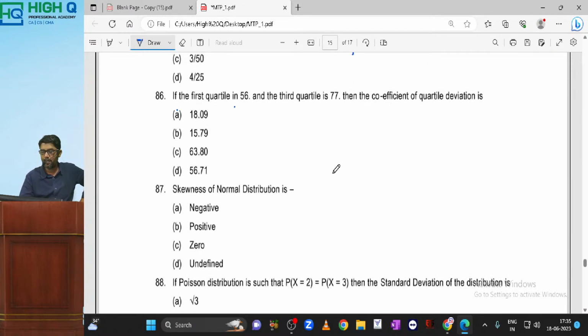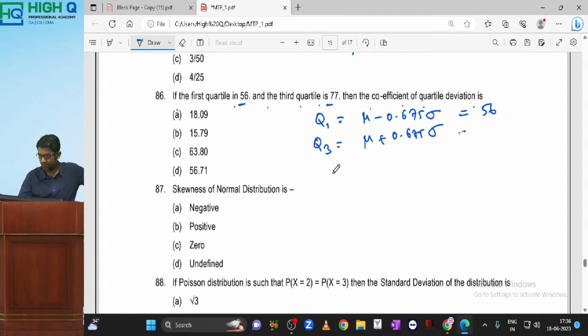If the first quartile is 56 and the third quartile is 77, then find the coefficient of quartile deviation. My dear, what is Q1 equal to? Mu minus 0.675 sigma. What is Q3 equal to? Mu plus 0.675 sigma. But what is Q1? 56, 77. Quartile deviation they ask you to find out, which is nothing but 0.8 sigma.